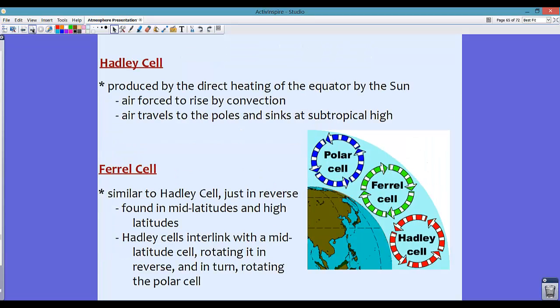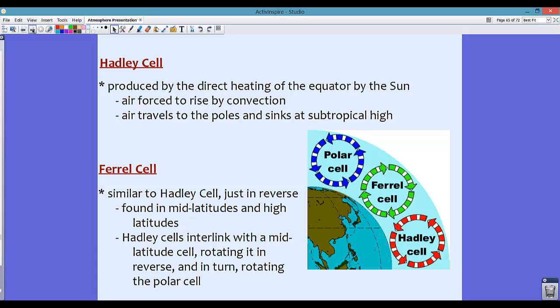So there are a couple of cells going on across the globe where the warm air rises and the cold air falls. And we see something called the Hadley Cell. Now this happens directly on the equator. We do have some similar cells happening across the globe, but think of this as being close to the equator. The Hadley Cell produces a warm air rises, cold air falls convection current, and it's produced by the direct heating of the equator by the sun.